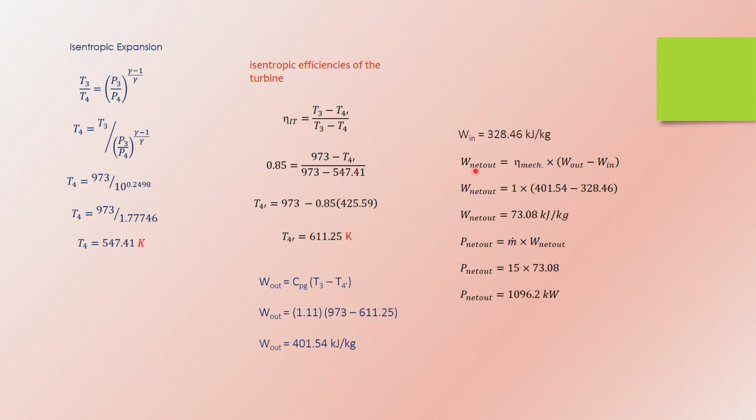Net work out means the net energy that you receive. This is your gross work output, this is actually your work output only, and this is work input only. Once you take work out minus work in, actually you have already got your net work out. But since there is a loss due to power transmission, shaft transmission, you have to include the mechanical efficiency, then only you can get your net actual value. So that is your net work out. Once you got your net work out, multiply by the mass flow rate that is given in the question, and you will be able to find out your net power. Okay, so that's all for this section.